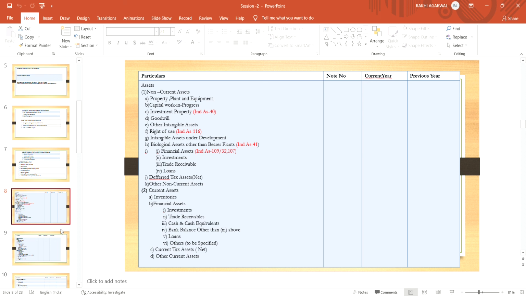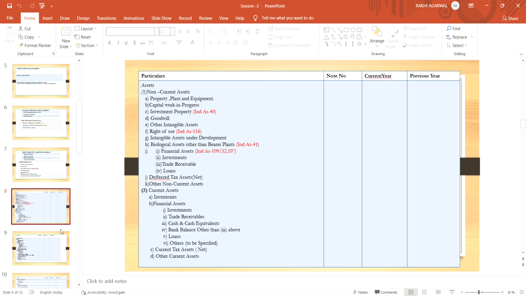Then comes financial assets. Financial assets we will discuss in Ind AS 109, 32 and 107. Under financial assets, there is investment, trade receivable, loans. Then comes deferred tax assets, other non-current assets. These are the items which we will disclose under non-current assets.